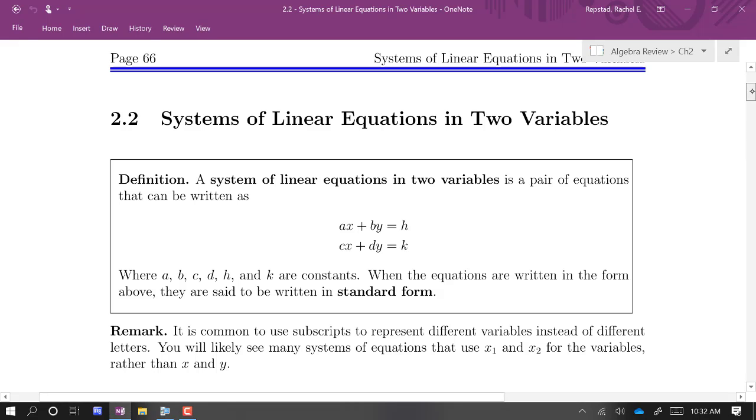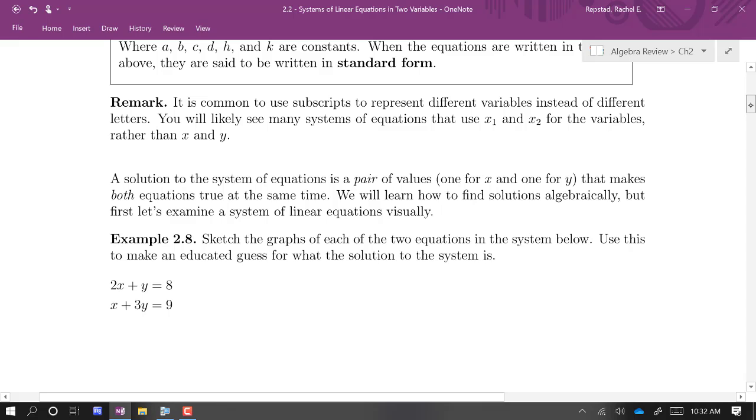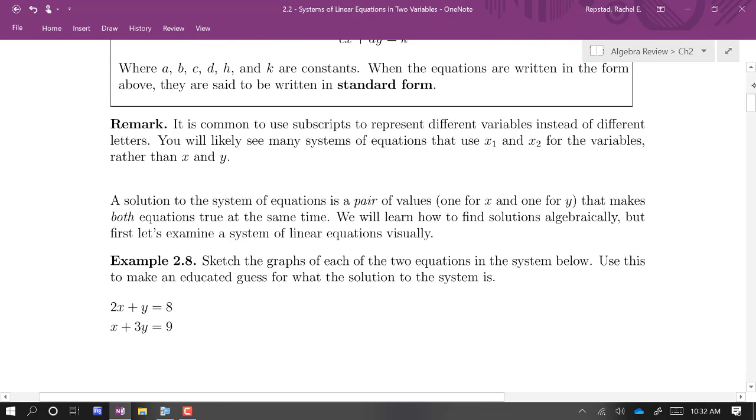And if we're solving a system of equations, we're just looking for the point, the x and y values that make both equations true at the same time.